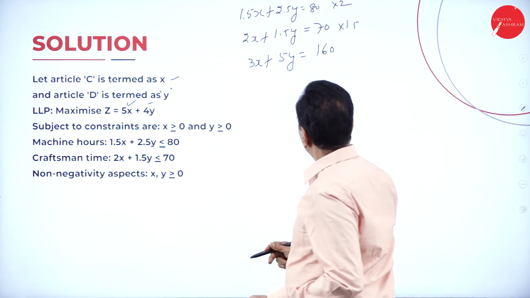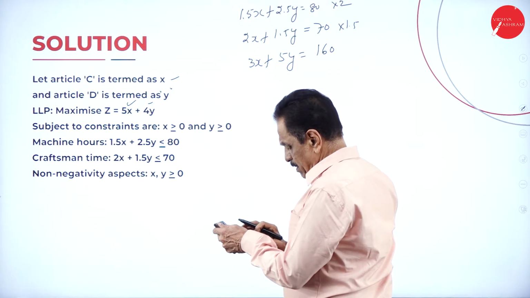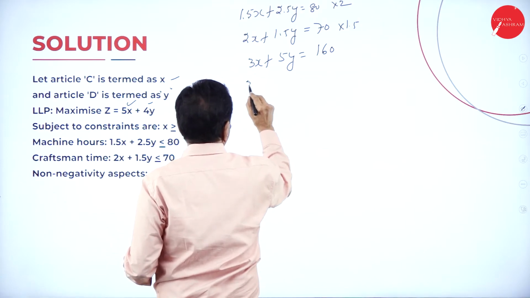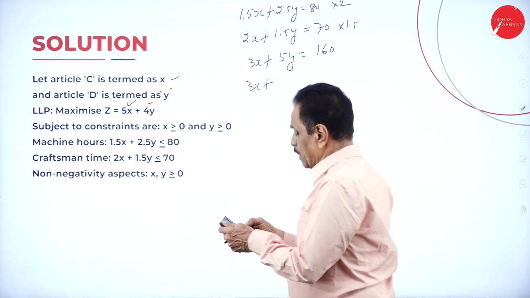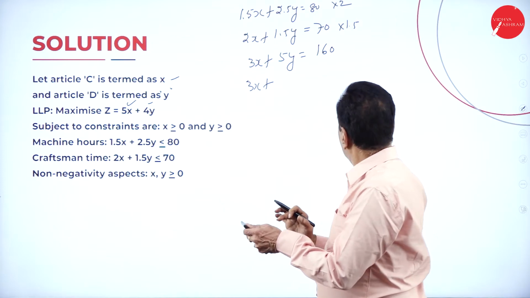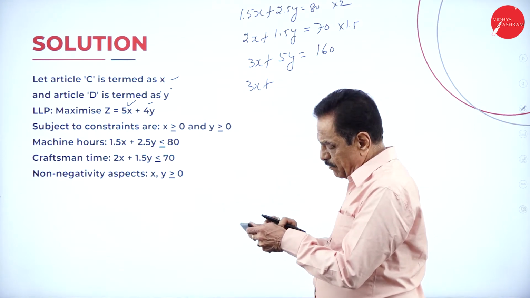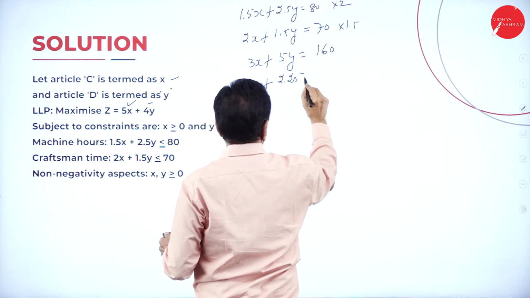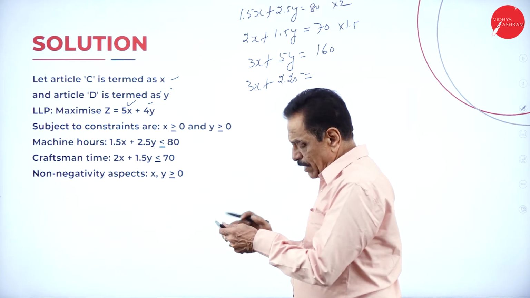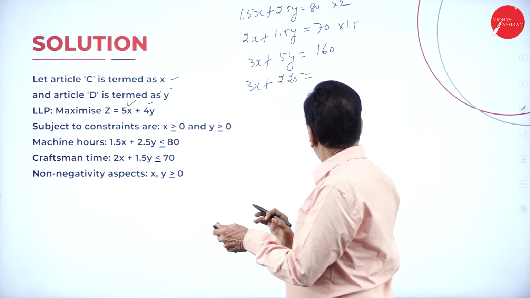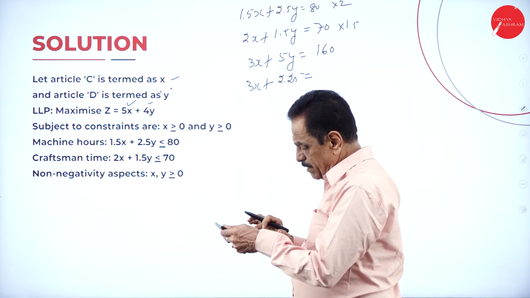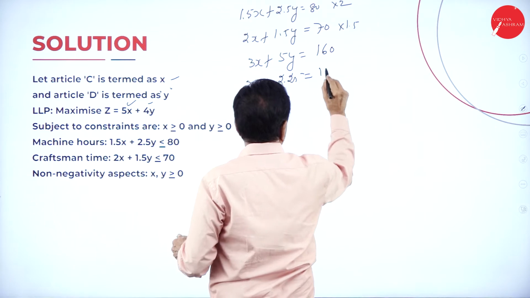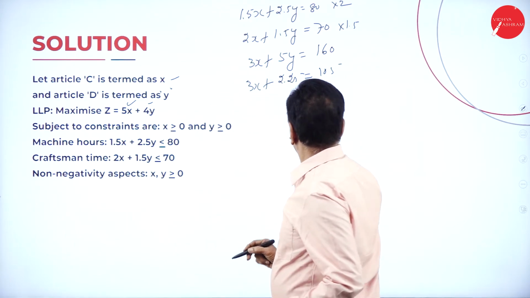160. So 1.5 into 2 is 3x. 1.5 into 1.5, 2.25y is equal to 70 into 1.5 is 105. This is y.